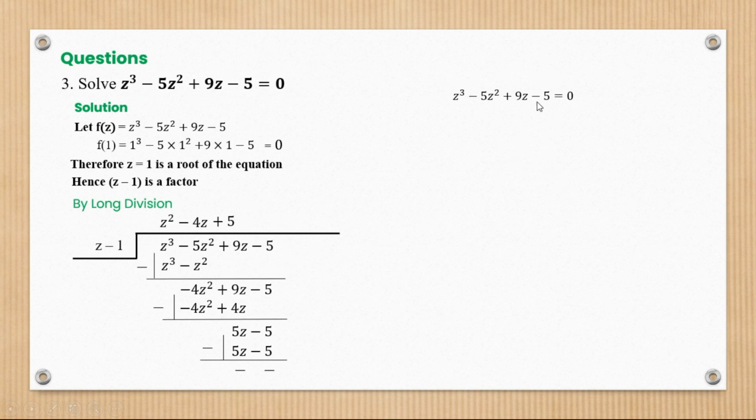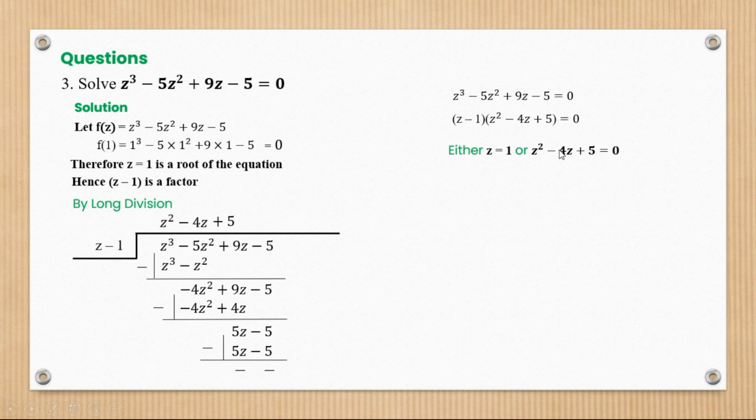Alright, so we can see that this cubic equation that we have can be expressed this way. So this times this gives us that. So now we can either say z minus 1 is equal to 0. Of course, that will make z equal to 1. Or we can have z squared minus 4z plus 5 being equal to 0.